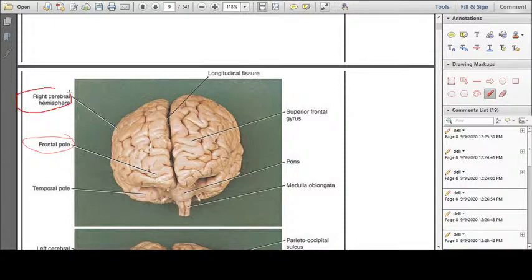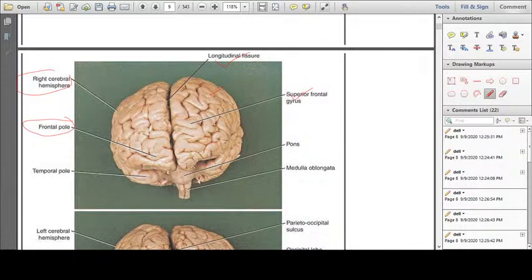This is the right cerebral hemisphere and this is the left cerebral hemisphere. Between them the prominent groove is the longitudinal fissure. This one is the superior frontal gyrus. This one is the temporal lobe, which is present laterally. And this one is the medulla oblongata, which is part of the brainstem. The pons varolii is above the medulla oblongata, and it is also part of the brainstem.